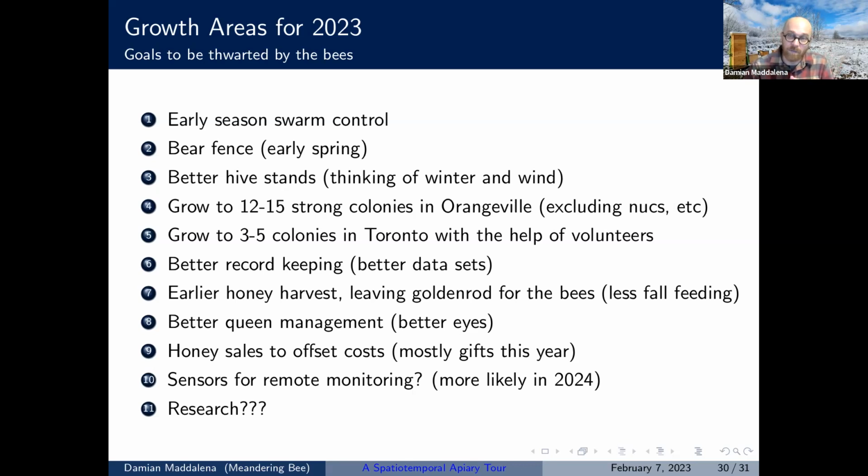I think I'd like to get a bear fence up around the apiary early spring this year. If you notice from these pictures, all the hives are sitting on cinder blocks or pallets. That wet ground out there is an issue with hive stands.